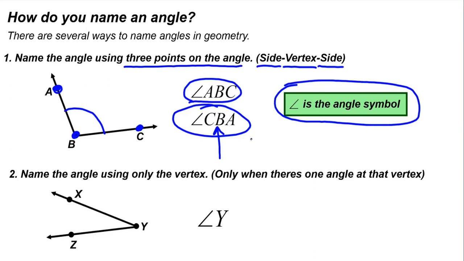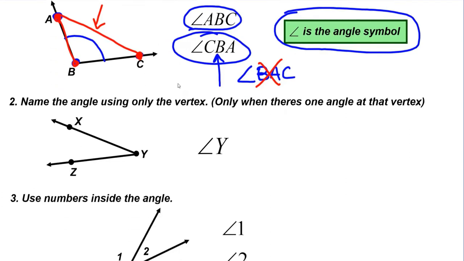We could not name this angle BAC, for example. That would not name this angle, because if I go from B to A to C, notice I've gone rogue. I have gone off the angle, and that is not naming the angle or tracing the angle. So the vertex always has to be the middle letter when we use that strategy.